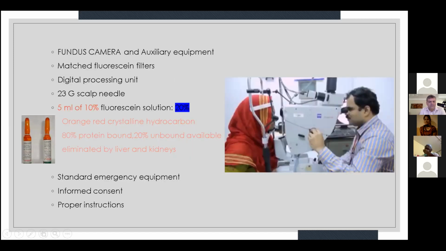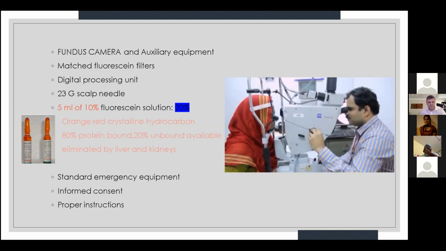Coming to the equipment, we require a fundus camera with auxiliary equipment, matched fluorescent filters, that is the blue excitation filter and the barrier filter, a digital processing unit, and a 23 gauge scalp needle. We can use the fluorescein solution, which is the main dye that is being injected. It can be taken in the form of 5 ml of 10%, 10 ml of 5%, or 3 ml of 25%.